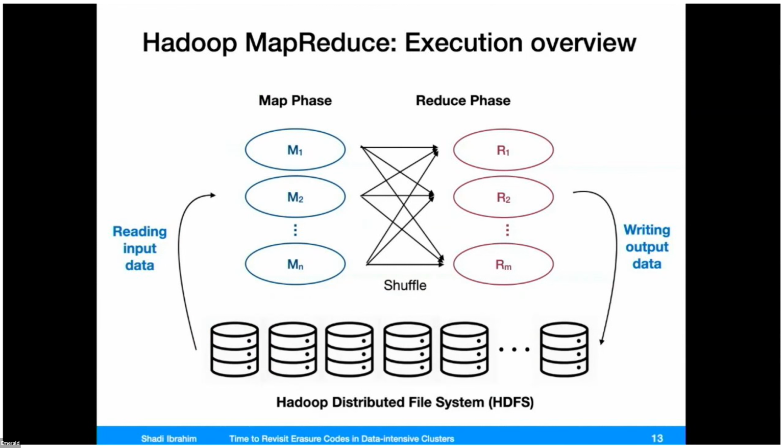To facilitate the understanding of our results, I will describe briefly how jobs are executed in Hadoop. First, the input data is read by the map tasks. Each task applies a map function on one HDFS block and emits a list of key-value tuples. A shuffle takes place to aggregate all key-values having the same key and transfer them to the corresponding reducer. Reduce tasks apply the reduce function on these key-values and then write the final results back to HDFS. Here, we can see that the main difference between EC and replication is when reading and writing the data.